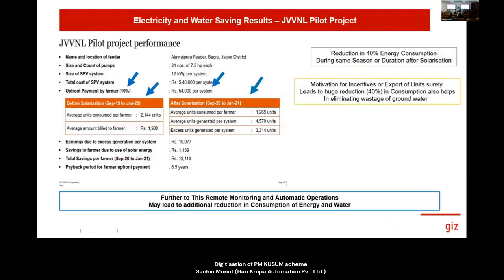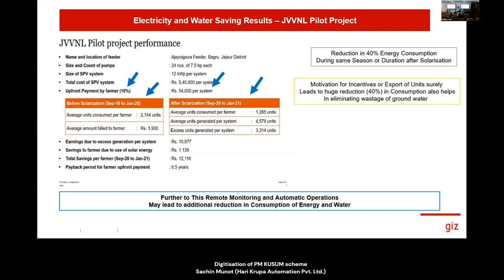Then we have a pilot project performance from JVB in Rajasthan. A system was deployed in early 2020. In that we can see the pre-solarization result and the post-solarization result. That was for PM KUSUM components in individual pump solarization. So before solarization, the farmer was averagely consuming roughly 2144 units, and he was billed 1930 rupees for his consumption. Post solarization in the same period.